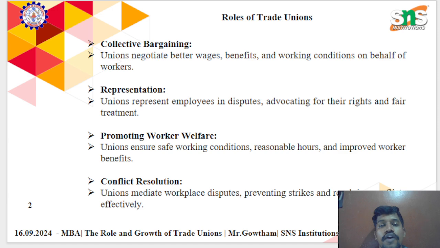Promoting worker welfare includes safe working conditions, which is very important. We should provide these as a default privilege to the workers. Also reasonable working hours in the organization, work benefits, and training sessions. Then conflict resolution: a person involved in the trade union helps solve problems between employer and employees. So when a conflict arises, a person from the trade union is needed.